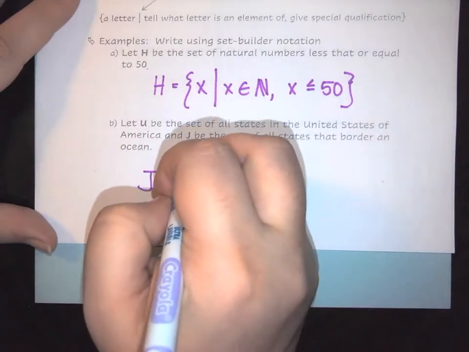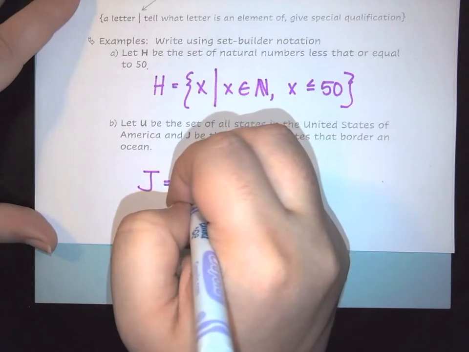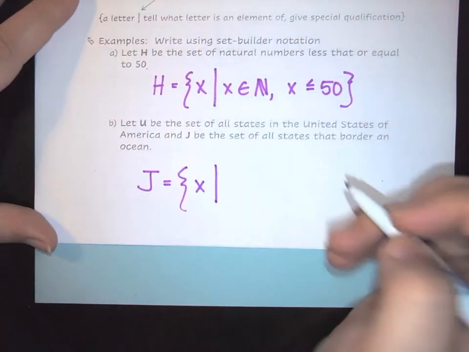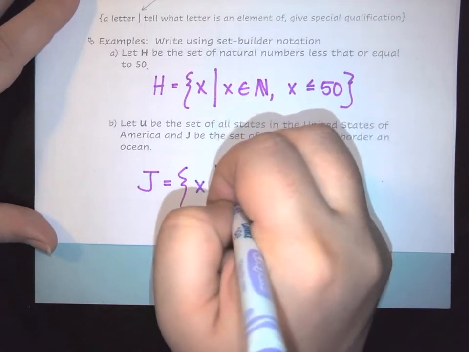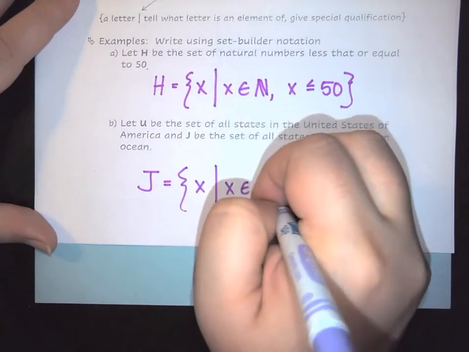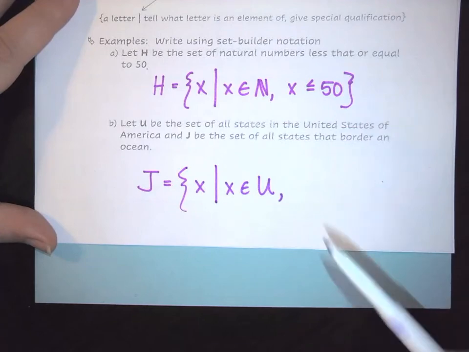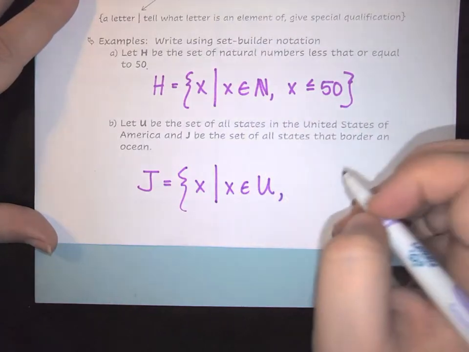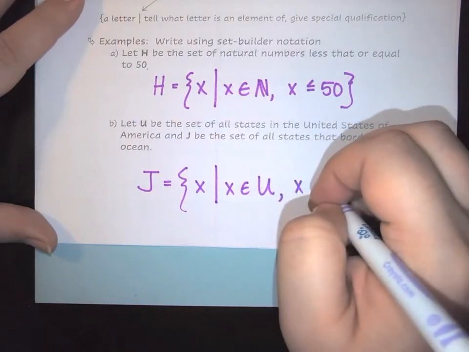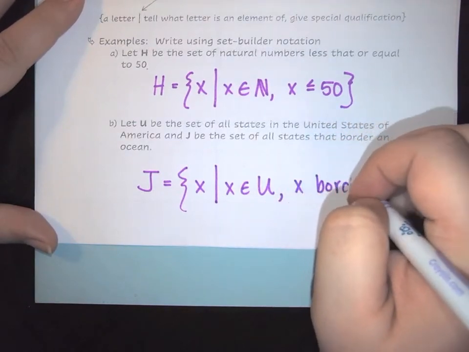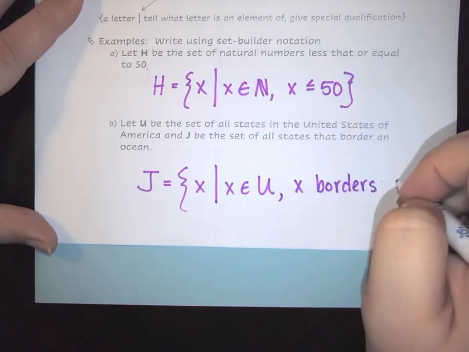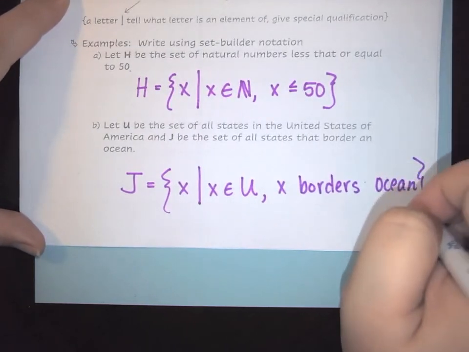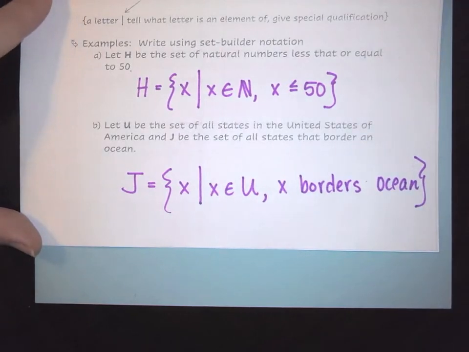So here we need to set it up. We have chosen, let's say, X, such that the following happens. X must be contained in U, so X must be contained in the set of all states, and X borders the ocean. And then close it with your squiggly line.